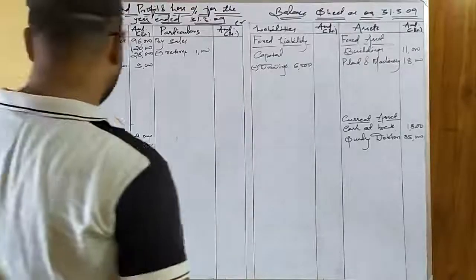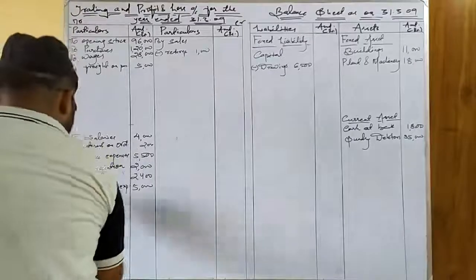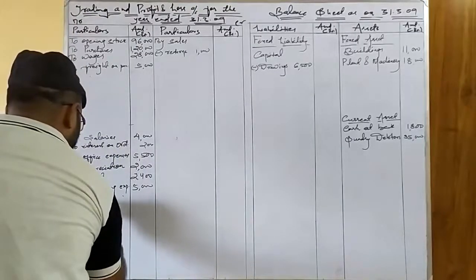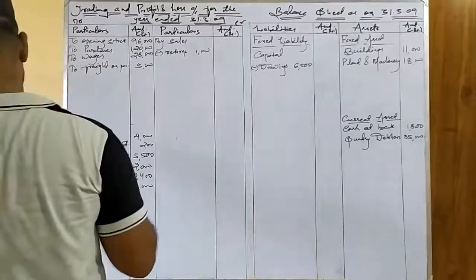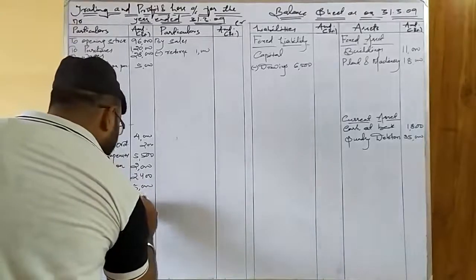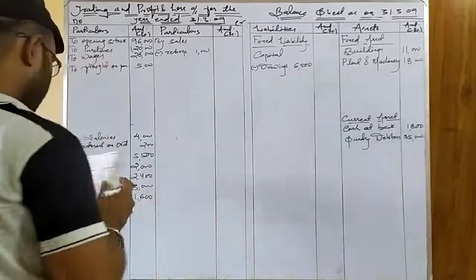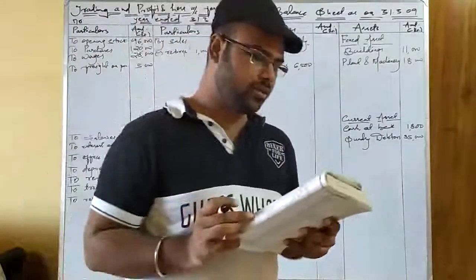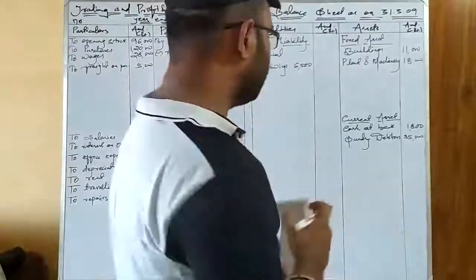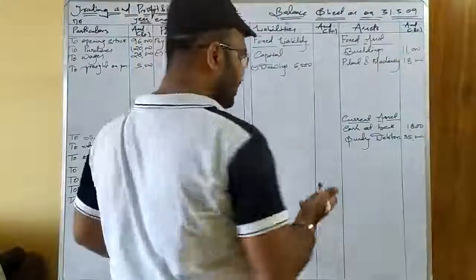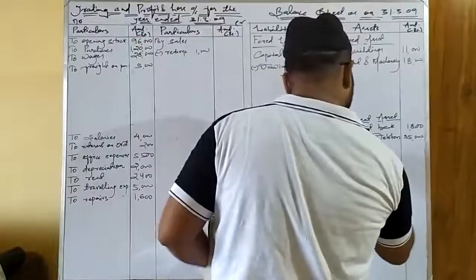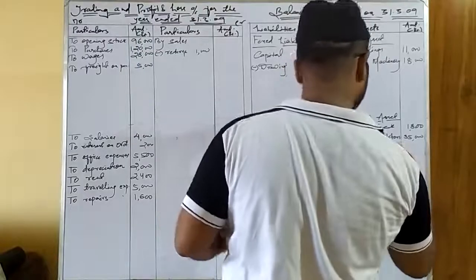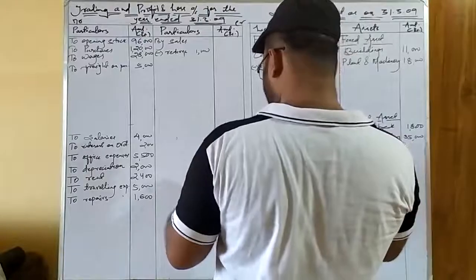Next is repairs to plant. Again, repairs to plant is an indirect expense. To repairs. Repairs is given for 1,600. Then the last debit item balance according to the trial balance in the question is cash in hand. So since cash at bank is a current asset, cash balance in hand also is a current asset. So cash in hand given is 200.